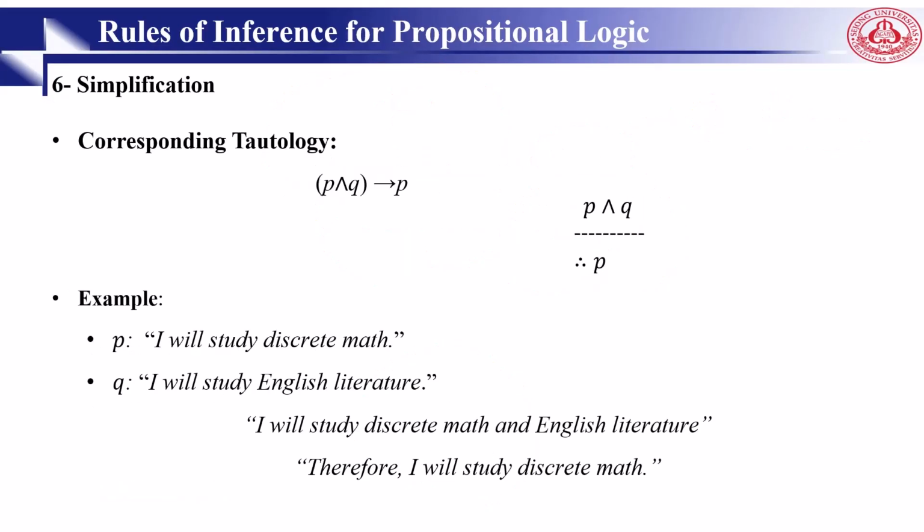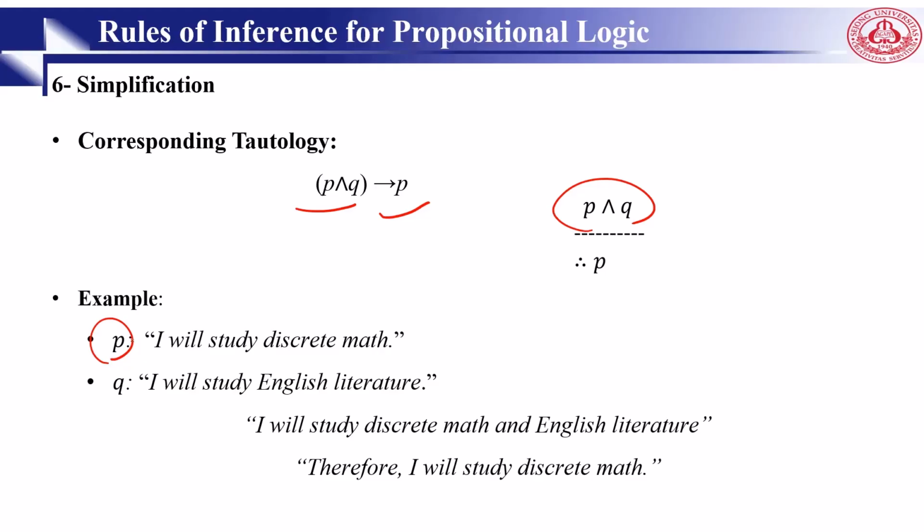There are three more rules to learn for propositional logic: simplification, conjunction, and resolution. The sixth one is simplification. The corresponding tautology for simplification is P and Q implies Q, right? We can come to a conclusion from P and Q because P is already there. And when both happen, then we simply say that, okay, P already happened.